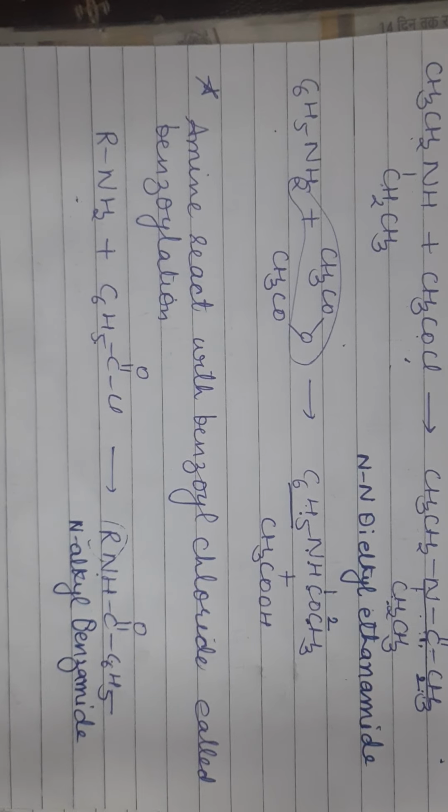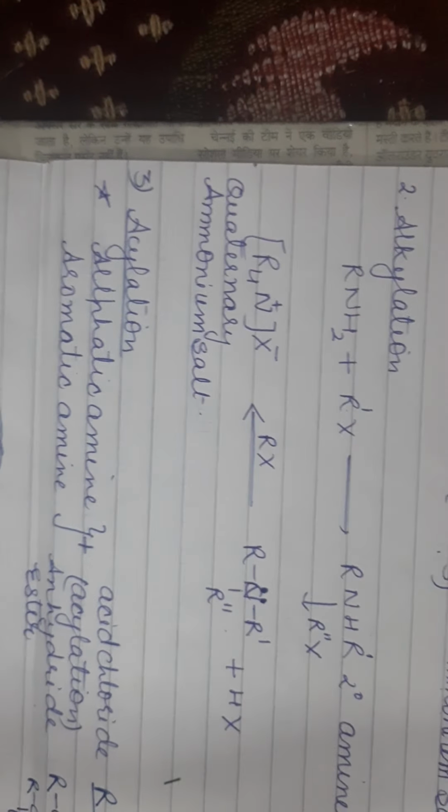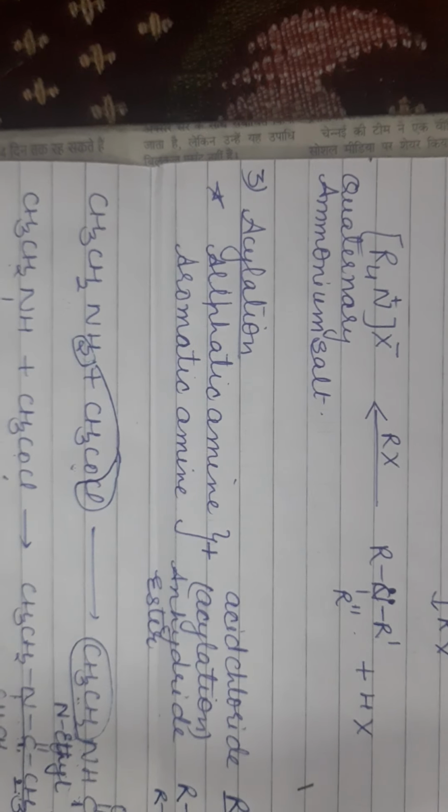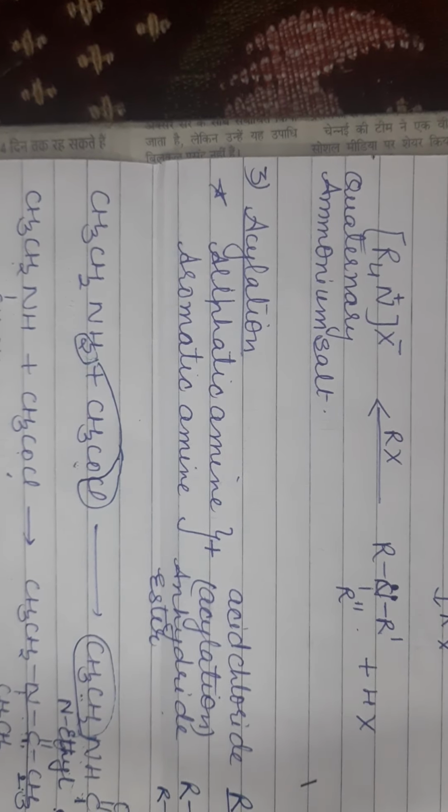First reaction is reaction with acid. Then second reaction is alkylation. Then third reaction is acylation. Acylation you can do with the help of acid chloride as well as with acid anhydride. I hope it is clear to all of you.